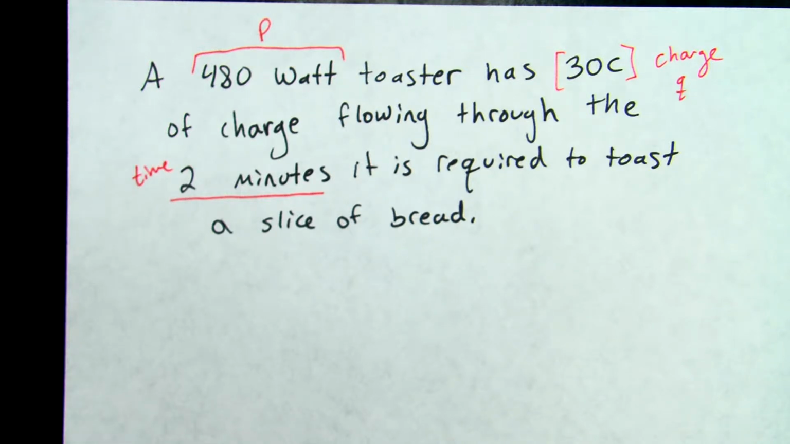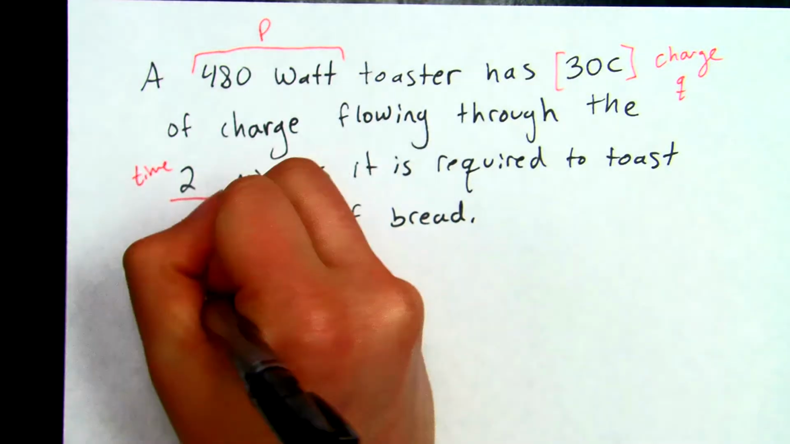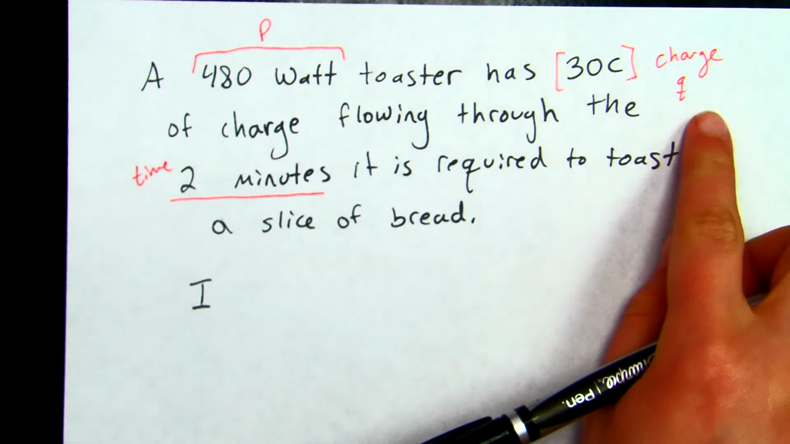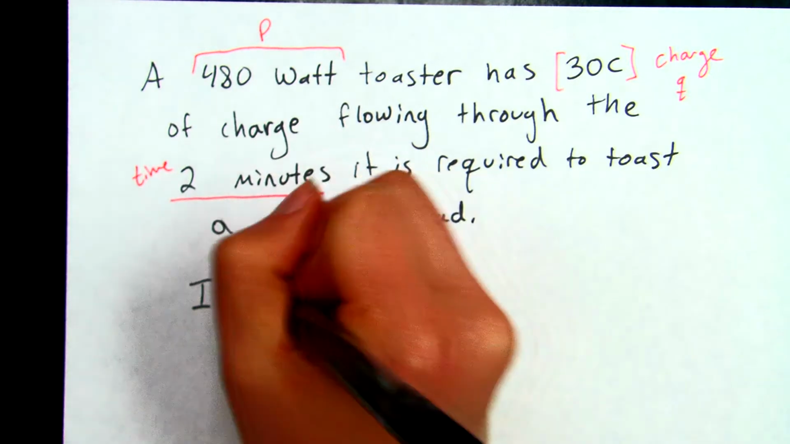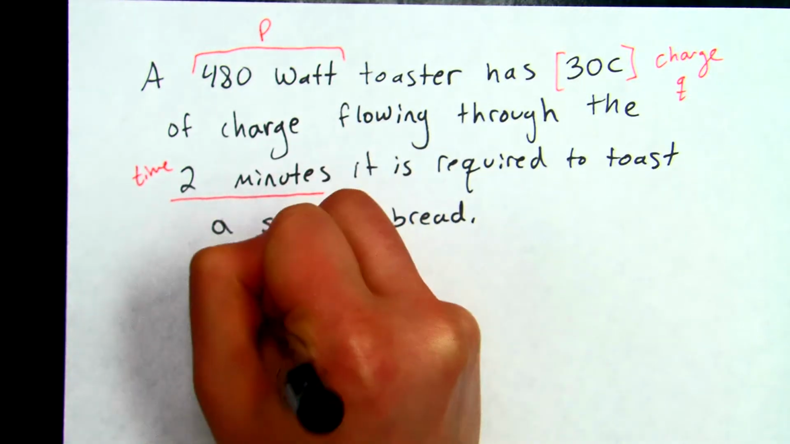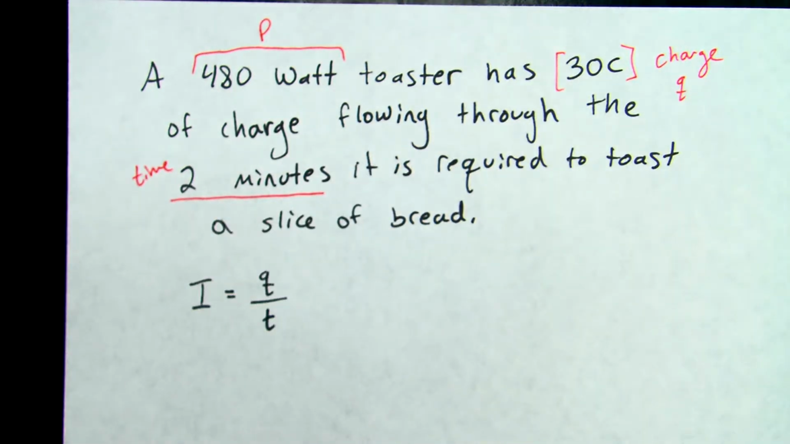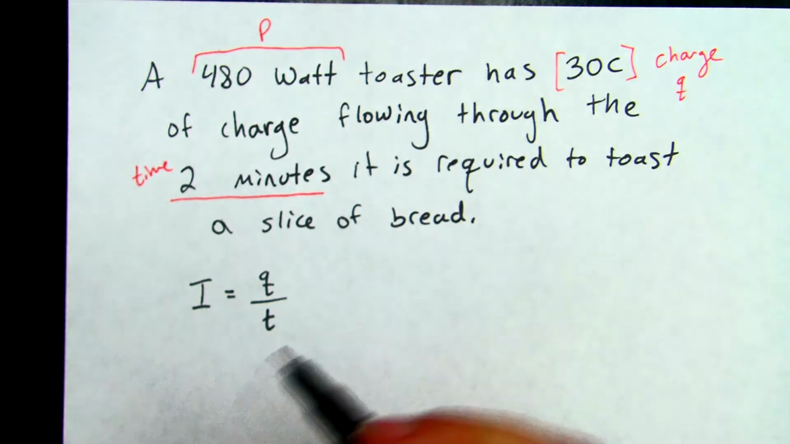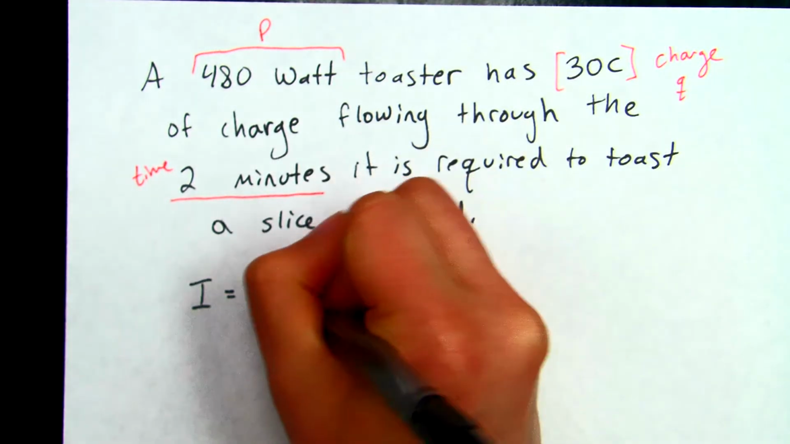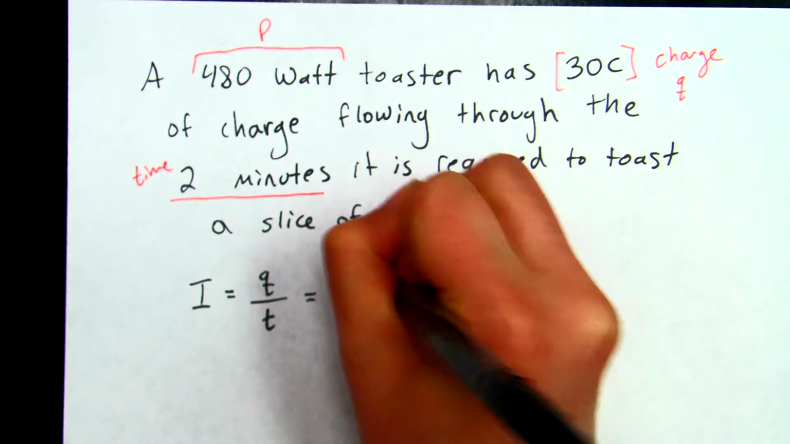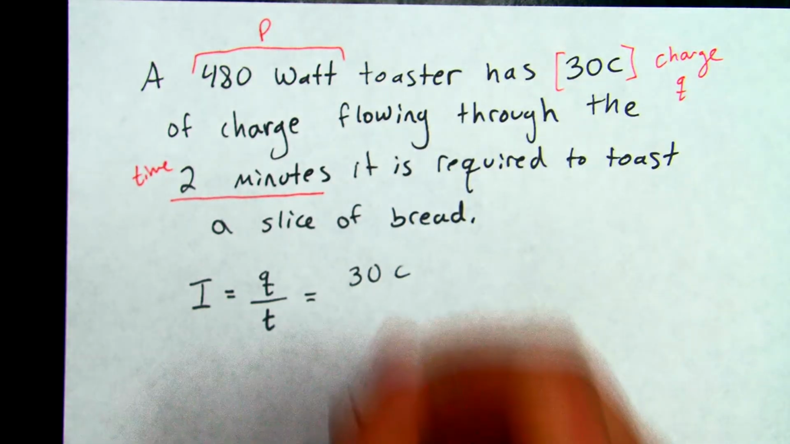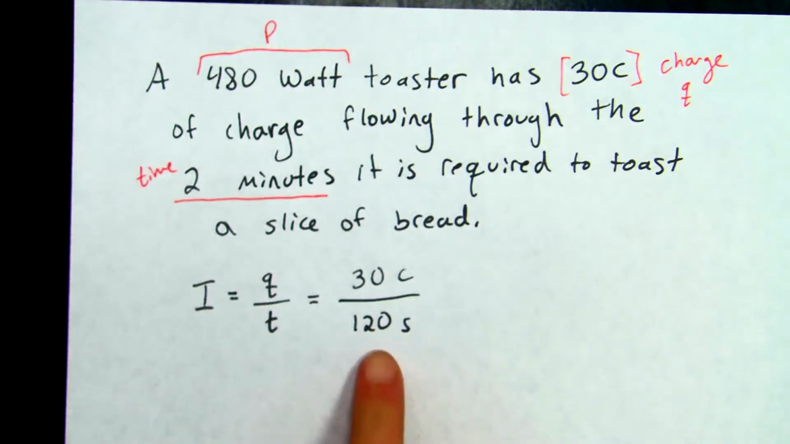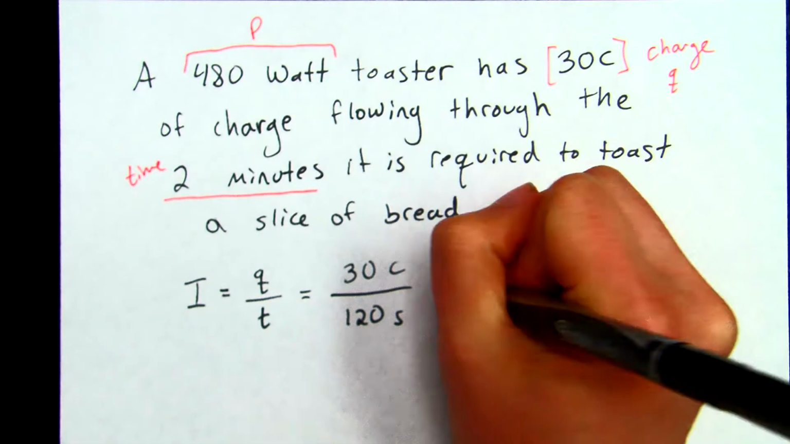Well, I want you to recall back to when we first started this unit. We had something called I is equal to Q over T. The definition of current is the amount of charge that flows in any given time. So in this case, we're going to look at 30 coulombs of charge over a time of 120 seconds. And yes, you do need to convert minutes to seconds here.